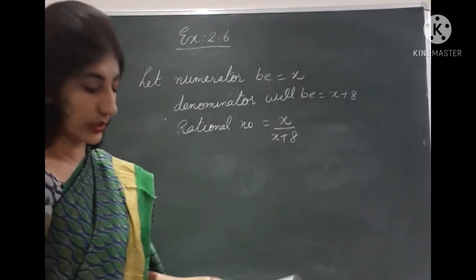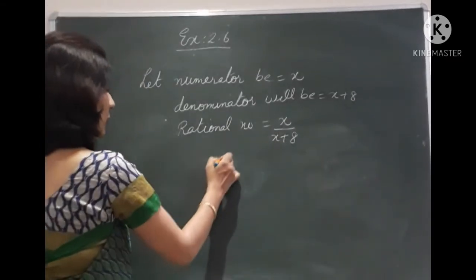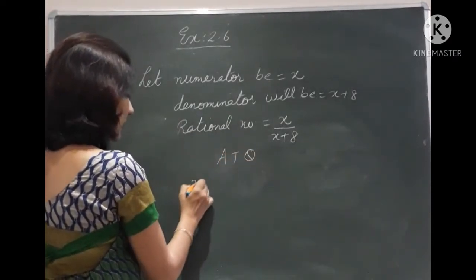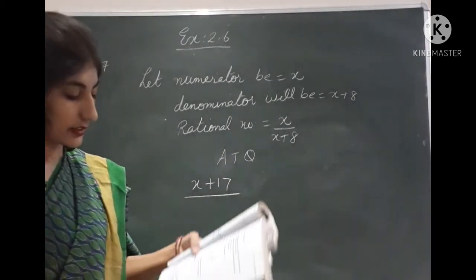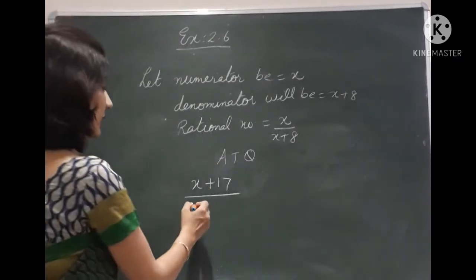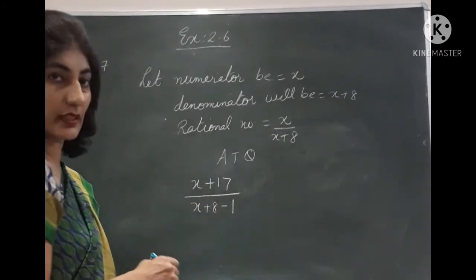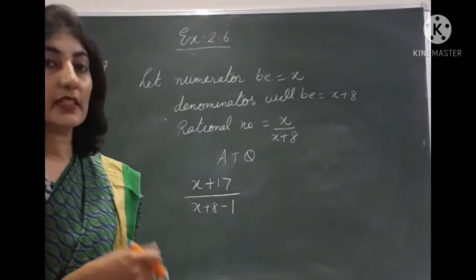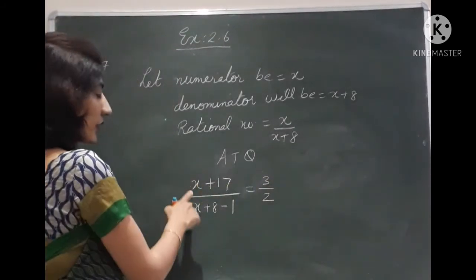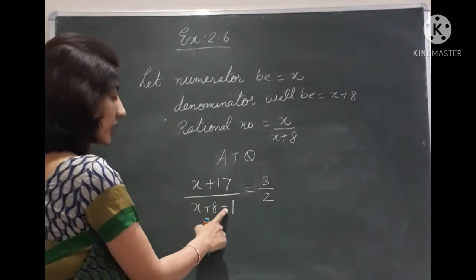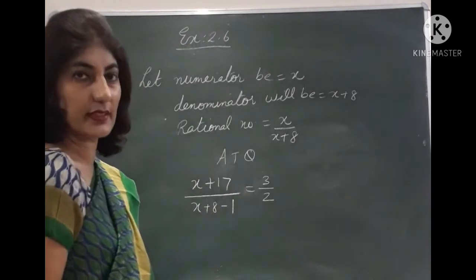Now according to the question, what is the condition given? If the numerator is increased by 17, so you can write here, according to question, if the numerator is increased by 17, means x plus 17, and the denominator is decreased by 1, that is x plus 8, here we have to decrease by 1, minus 1. Then the number obtained is 3 by 2. What number is obtained here? We have got 3 by 2. The numerator is increased by 17, the denominator is decreased by 1, the number obtained is 3 by 2, you have to find the rational number.